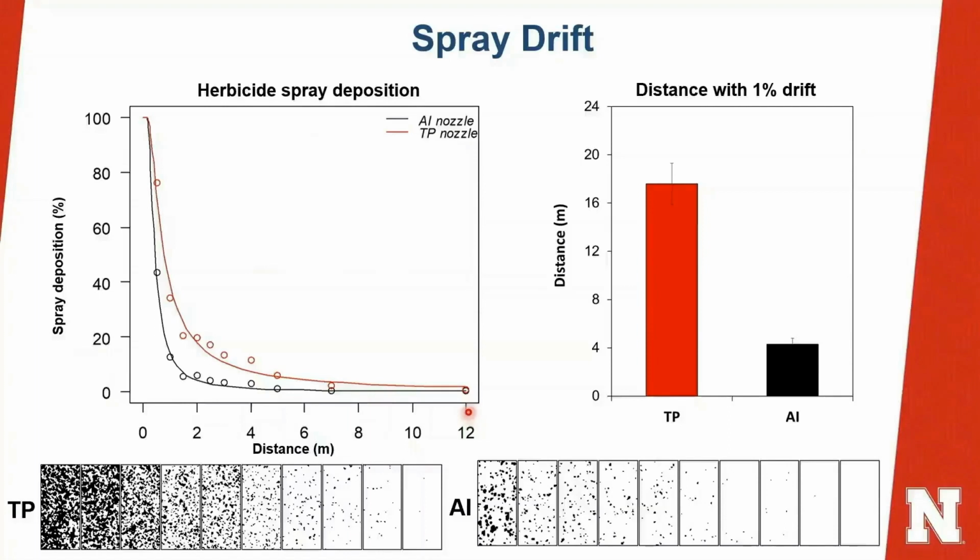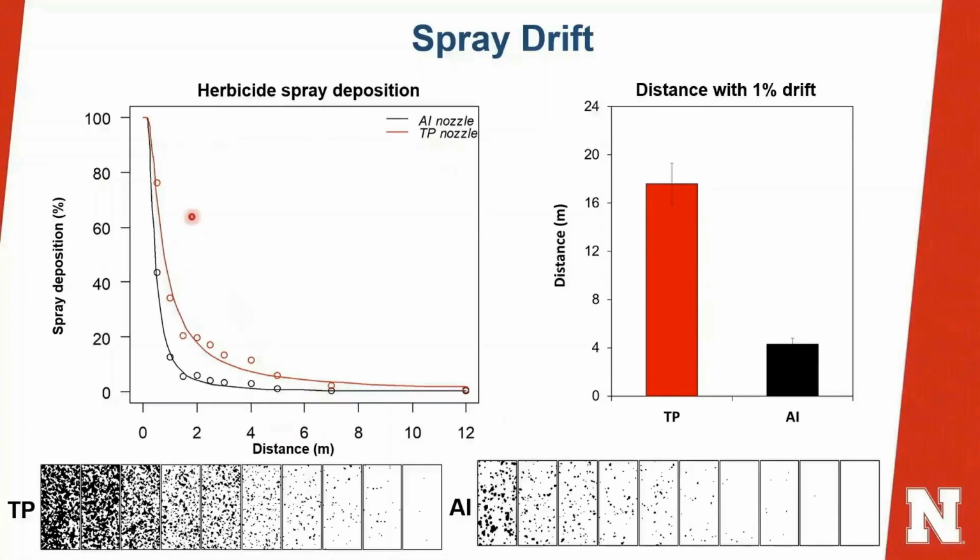We did these applications with 2 different nozzles. The TP nozzle is very similar to the XR nozzle, so we are producing fine droplets here. And with the AI nozzle, producing ultra coarse droplets. So you will see here the drift profile of these 2 different nozzles. The red line is the TP nozzle, so the fine droplets. And the black line is the AI nozzle with the air inclusion system and the ultra coarse droplets.